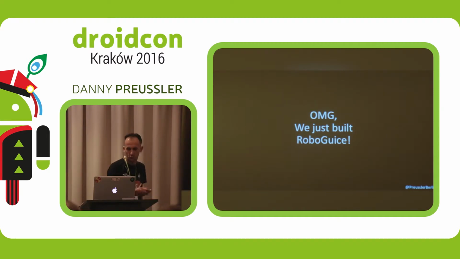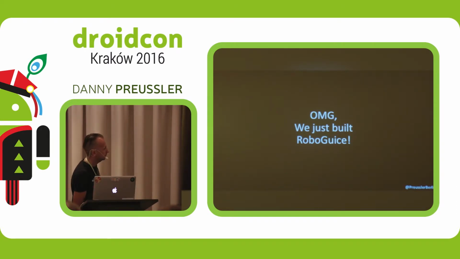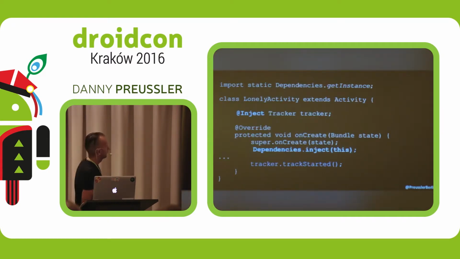It was there before there was Dagger. Maybe some people know it. I oversimplified here a bit, and the code that I showed is working. I'll show you the repo later. But some things weren't there in Roboguice in the first place, but it's basically like this. So this was our activity, right? We have inject, we have the @Inject field annotation. We call inject and we use it.